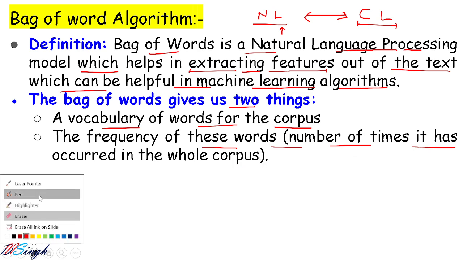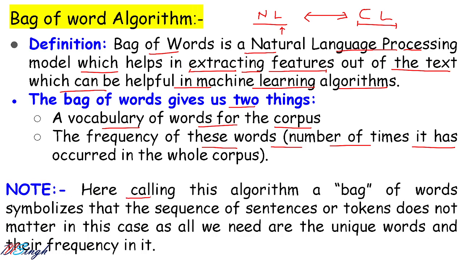Let us see the next note. Here, calling this algorithm as bag of words symbolizes that sequence of the statements or tokens does not matter, because whatever things you put inside the bag, there is no matter in what sequence you put, there is no value of the sequence. That's why we are focused on the words or sentences, not on the order in which those sentences are being said. So these tokens, words are also called here tokens, smallest individual unit which has some meaning. This is the definition of token.